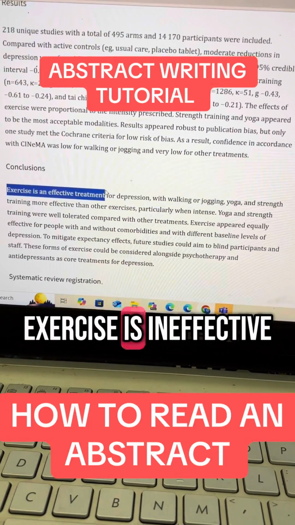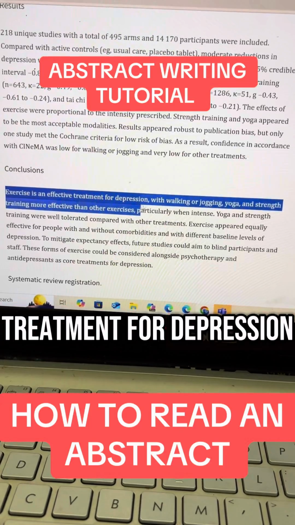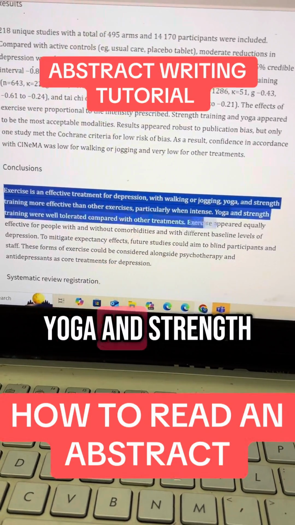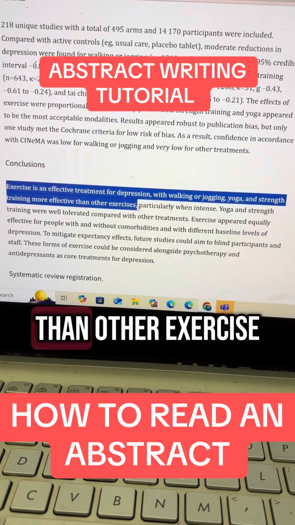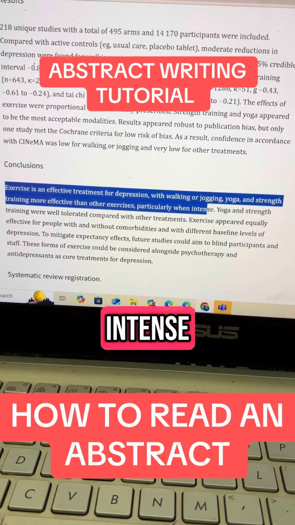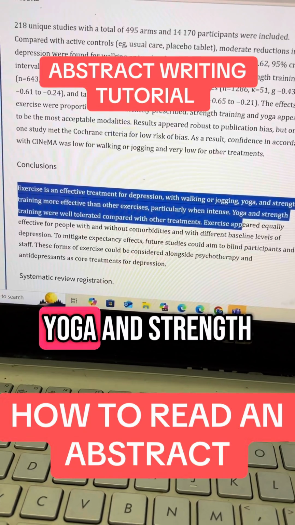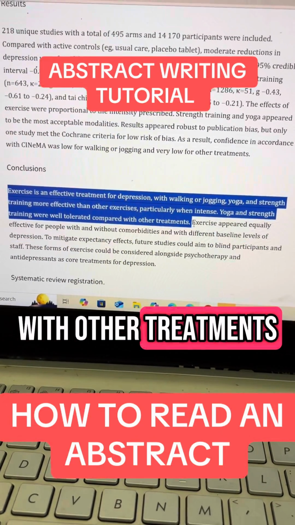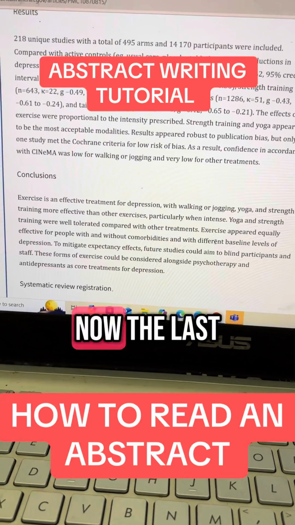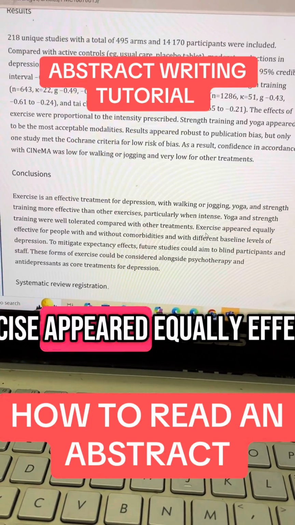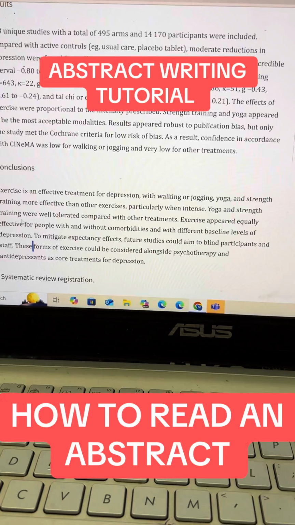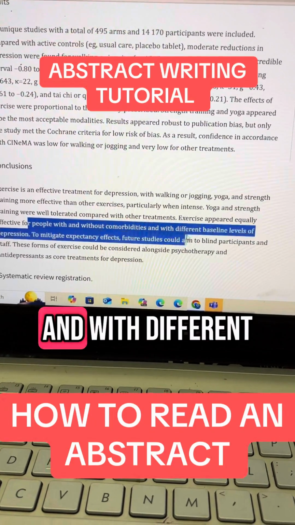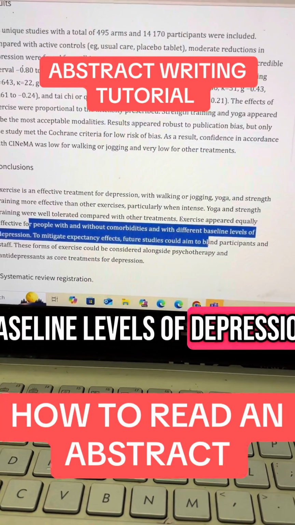And then the conclusion. Conclusion is exercise is an effective treatment for depression with walking or jogging, yoga and strength training, more effective than other exercise, particularly when intense. Then they said yoga and strength training were well tolerated compared with other treatments. Now the last few lines are, exercise appeared equally effective for people with and without comorbidities and with different baseline levels of depression.